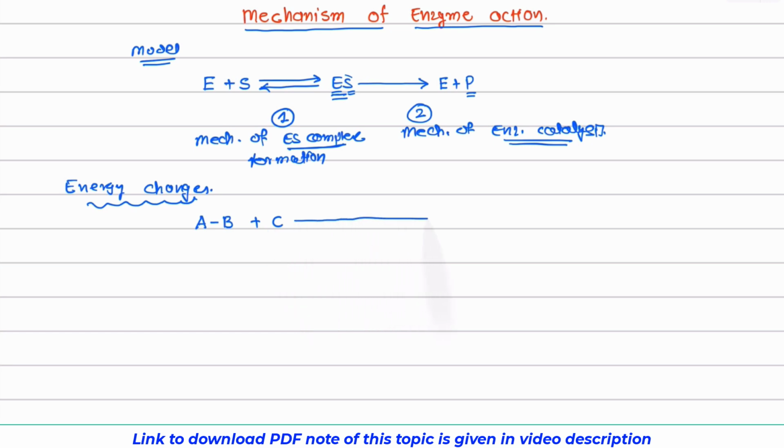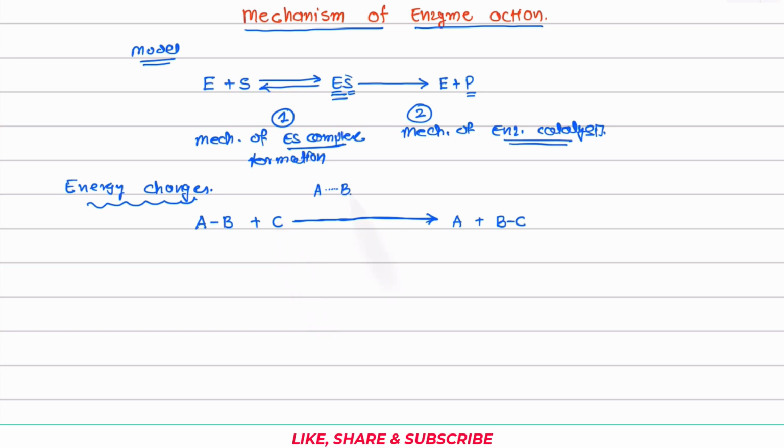And in this chemical reaction, let's say the bond between A and B is broken and there is a new bond formation between B and C. So the resultant products will be free A and second product is going to be BC, both bound with each other, right? Now in this chemical reaction, you can easily imagine that while this reaction is going on, there must be some intermediate being formed in which the bond between A and B is on the verge of breaking and the bond between B and C is on the verge of forming, right?